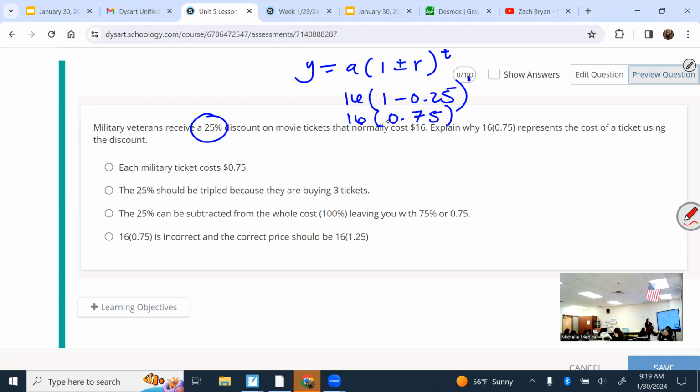So it's not going to be this one because that doesn't make sense. 25% off doesn't make the cost $16.75. 25% should be triples, no. 25% can be subtracted from the whole cost, 100%, so we do the 75% or 0.75. And then saying that this is incorrect, we already said it is correct. So it would have to be this one.